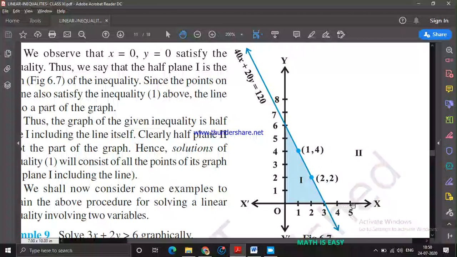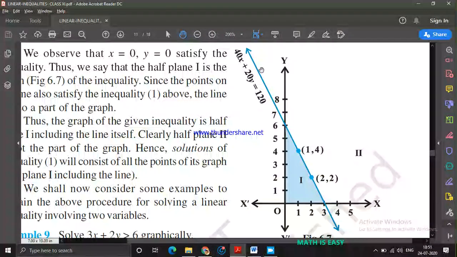If you take somewhere here, for example (5, 1), x is 5 and y is 1. If x is 5, 5 into 40 is 200. If y is 1, 20 into 1 is 20. So 200 plus 20, 220. Is 220 less than 120? No. That means the above part cannot be the solution set.